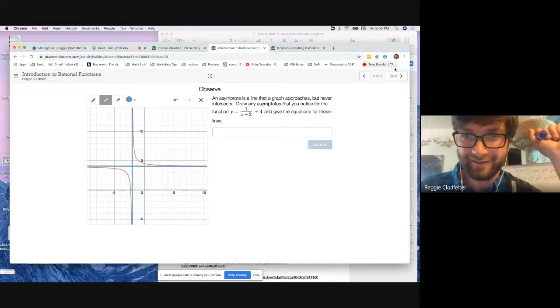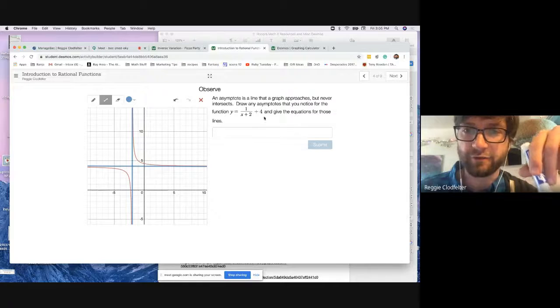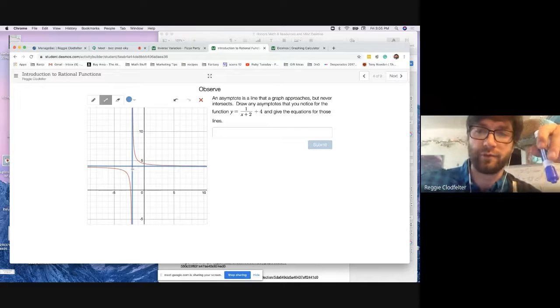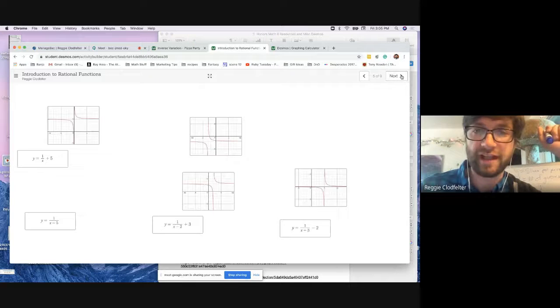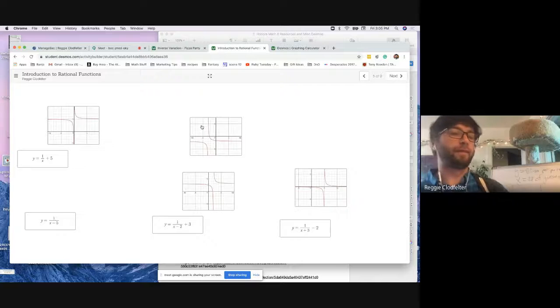Okay. So we have the equation y equals 1 over x plus 2, plus 4. And then we have the asymptotes at x equals -2 and y equals 4. So let's go to slide 5. If you guys can get through this, we'll call it for Math Lab for the day, okay?